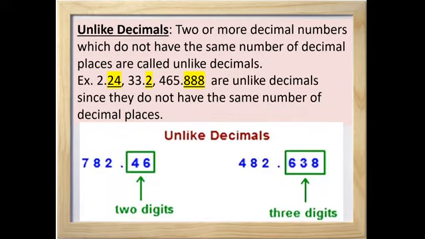Let us take another example. Here we have 2 numbers, that is 782.46 and 482.638. Here in the first number we are having 2 decimal places, that is 46. In the second number we are having 3 decimal places, that is 638. So since the number of decimal places are different in both the numbers, they are unlike decimals.